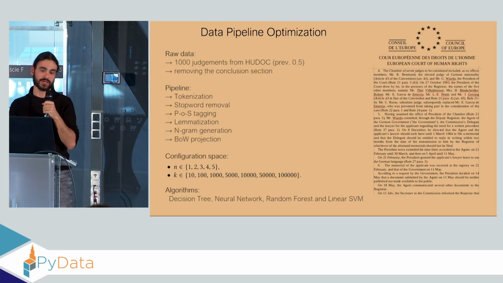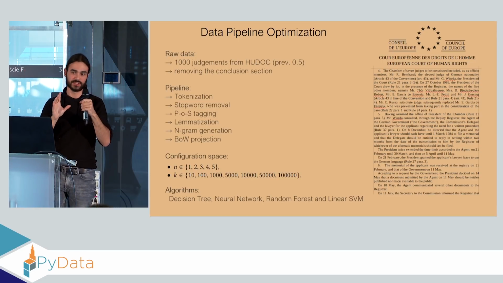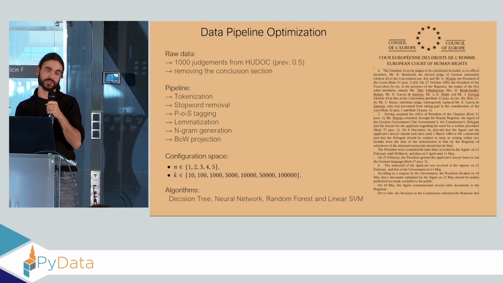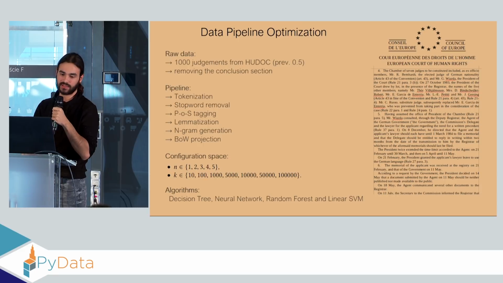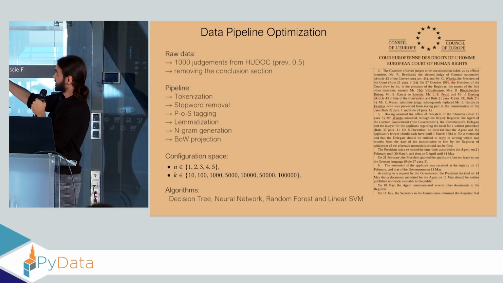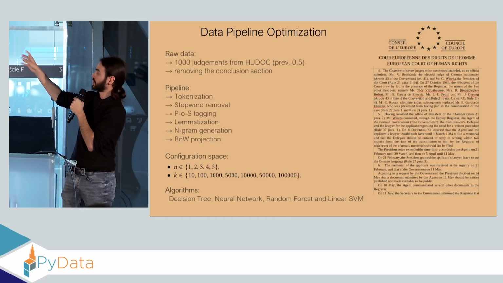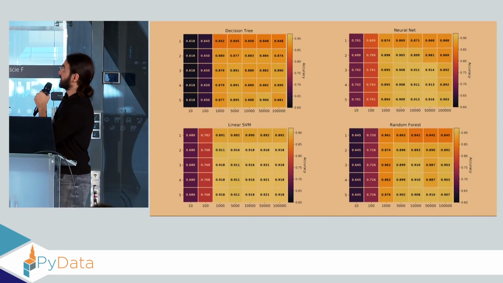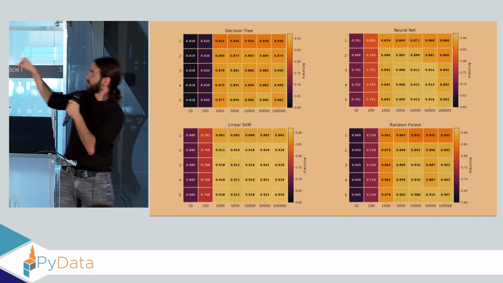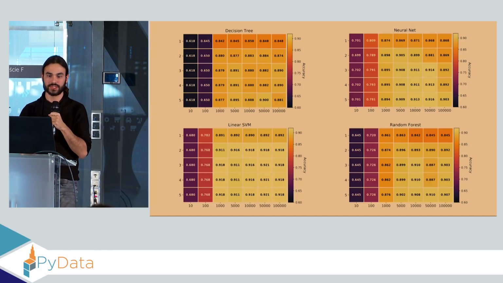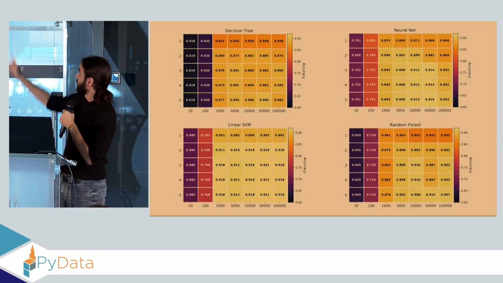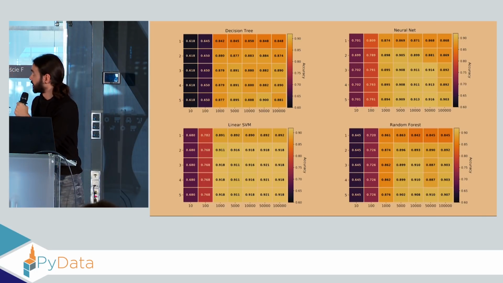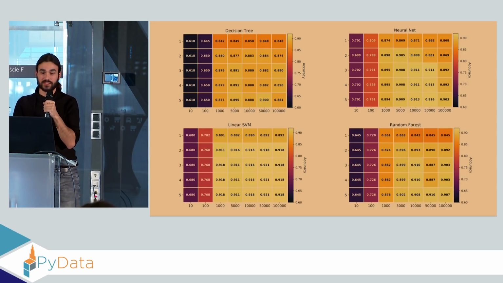I define my search space with only 2 parameters, so that it's easy to see, and also a very small search space, so that I can do an exhaustive search in reasonable time. So you have only the n-grams from 1 to 5, and the tokens in the dictionary for your bag-of-words projection from 10 to 100,000. So here are the results. This is the heat map for each of the algorithms, and you can see that it depends on the configuration. On the columns you have the number of tokens, and on the rows you have the n-grams that we kept.